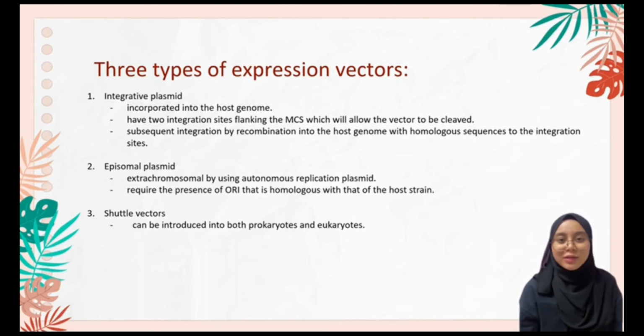Firstly, the integrative plasmid. It is able to insert and incorporate the plasmid into the host genome. Also, it has two integration sites that will allow the vector to be cleaved. Second is the episomal plasmid, which can be extrachromosomal by using an autonomous replication plasmid, and it also requires the presence of an origin of replication that is homologous with the host strains. And lastly, shuttle vectors, which can be introduced into both prokaryotes and eukaryotes.